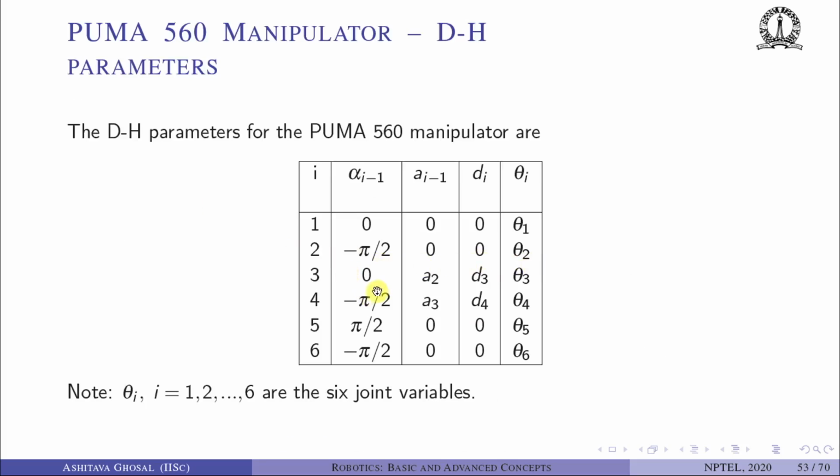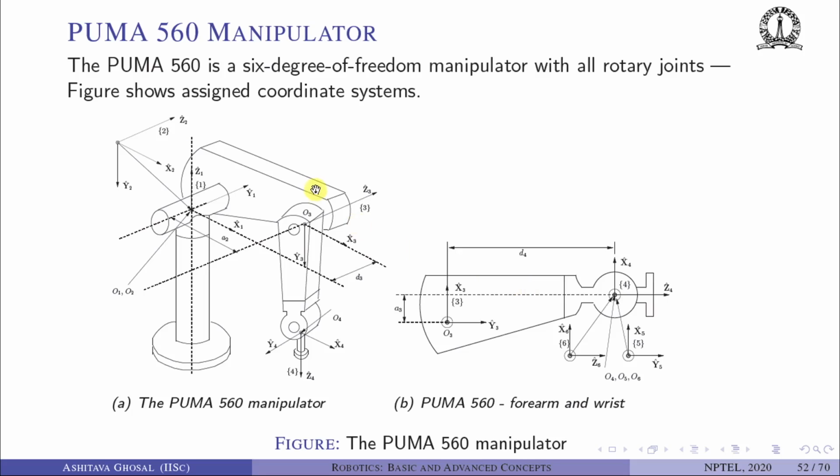Let's look at link 3. Recall that alpha i minus 1 is 0, link length is A2, d i is D3, and this is theta 3. Let's verify. For link 3, what is a i minus 1? It is the distance between Z2 and Z3 about X3. Z2 is this way, Z3 is this way, and it is the distance from Z2 to Z3 about this. So this is A2.